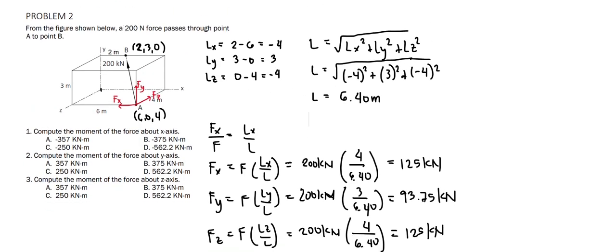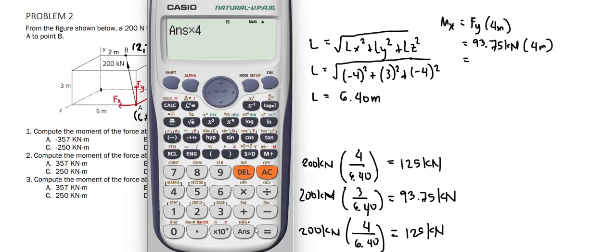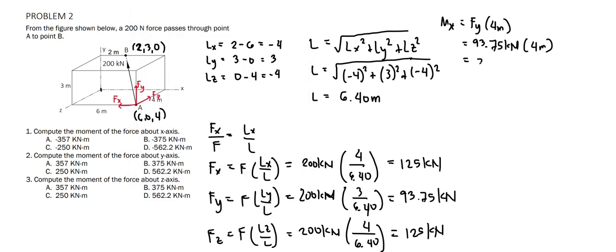Now to solve for the moment about the x, notice that only Fy could induce a rotation about the x-axis, because F sub x is parallel along the x-axis and F sub z touches the x-axis, which means they both have no perpendicular or moment arm distances to induce a rotation. So M sub x is equal to F sub y times 4 meters. That is equal to 93.75 kilonewtons times 4 meters, which is equal to 375 kilonewton meters.